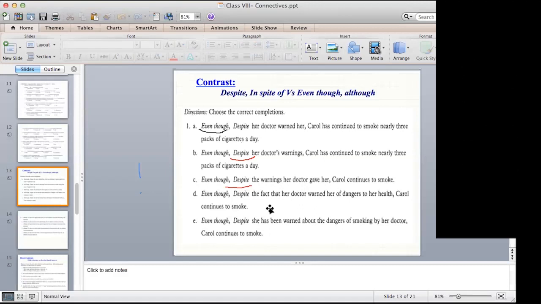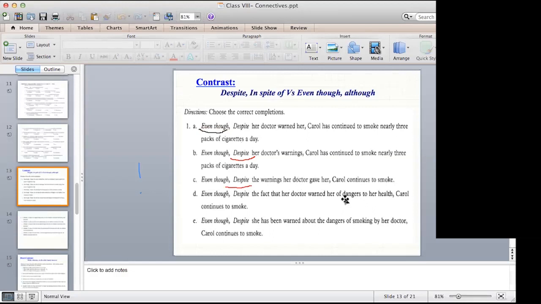Okay? Next one. Even though, despite the fact that her doctor warned her of dangers to her health, Carol continues. Even though, to use despite, why again? Because the fact is a noun, and that her doctor warned her is just an adjective clause that modifies the fact that. Okay?